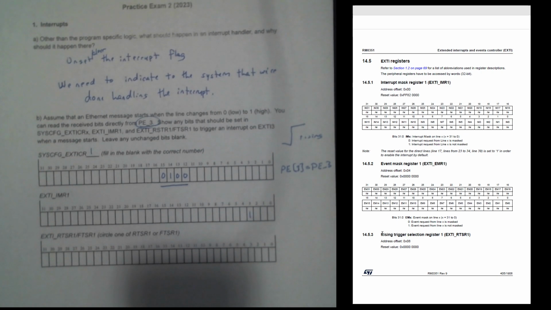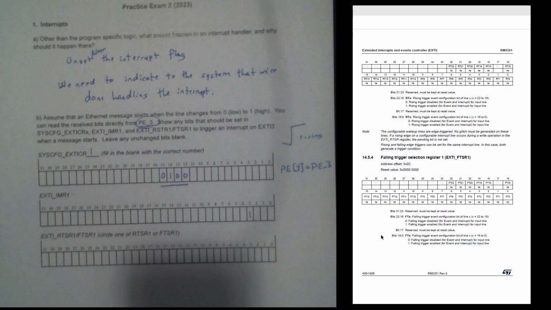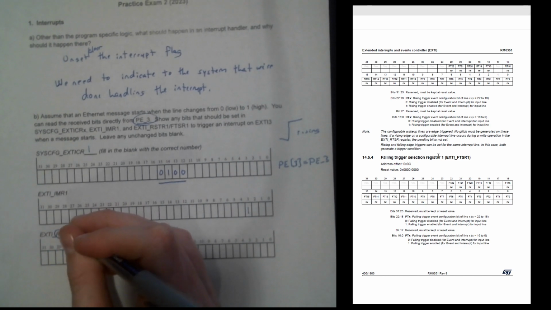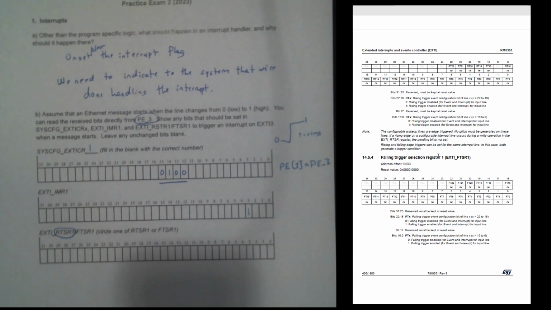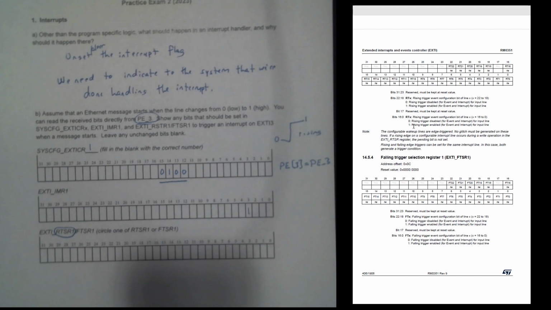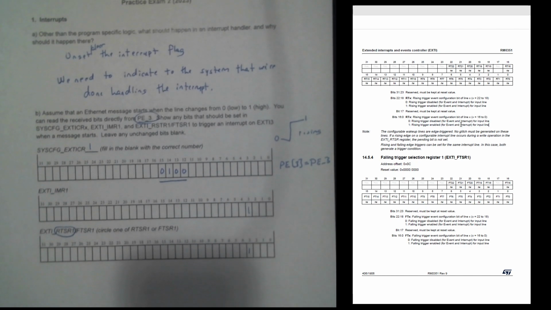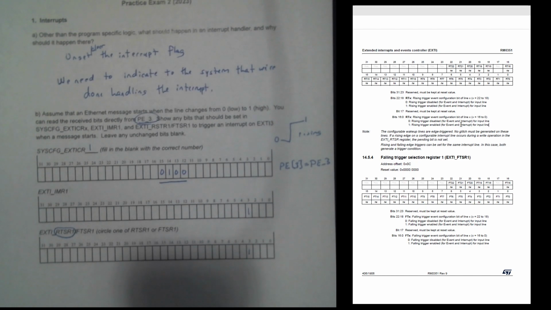Let's scroll down and see that RTSR is the rising trigger selection register and FTSR is the falling trigger selection register. So when it says circle one, we want to circle RTSR, because we saw in the details we're going from 0 to 1, and that is a rising edge. That's what we're looking for here. RTSR and FTSR are structured the same way as IMR, such that a 1 in that position means rising trigger is enabled for that input line. So we're going to put a 1 again in bit 3, and that's all we've got to do to set up the external interrupt and be able to detect it on this Ethernet message. So that's it for problem 1 on the practice exam.